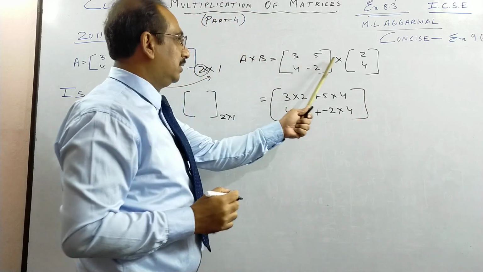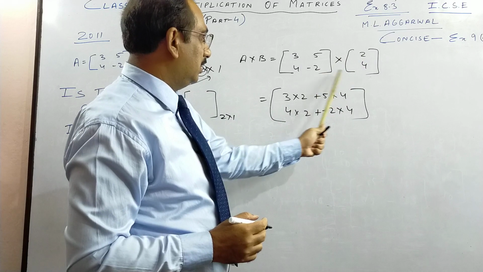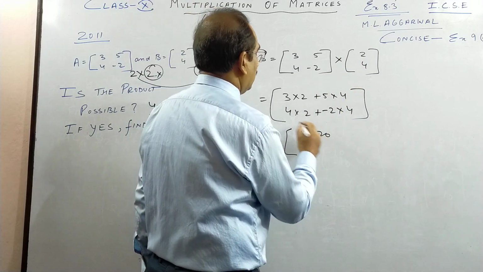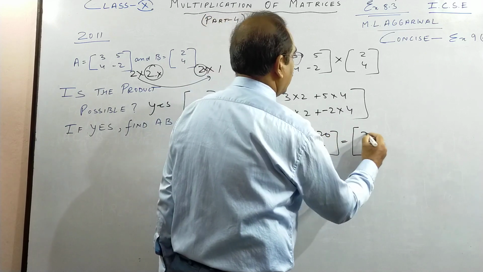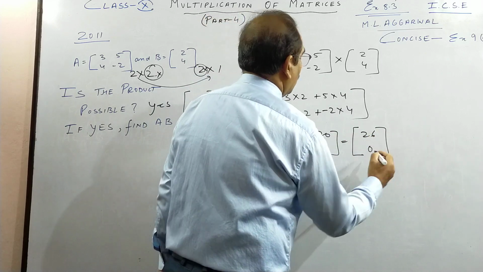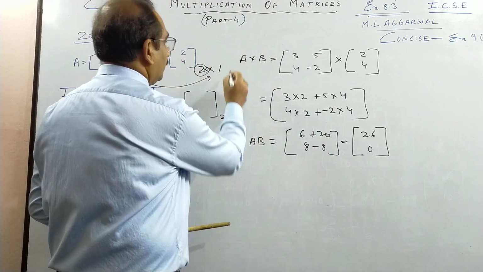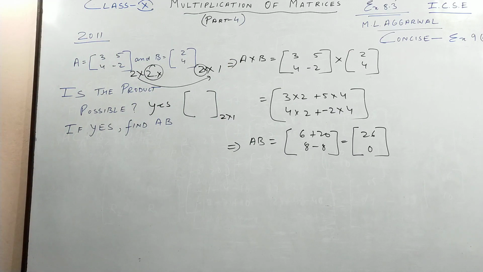So kindly check this with this, this with this, this with this, this with this. So finally what do we get, children? 6 plus 20, 8 minus 8. So finally we get 26, 0. This is the answer, AB. So kindly pause the video and copy.